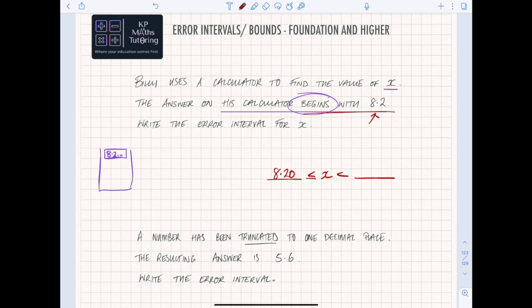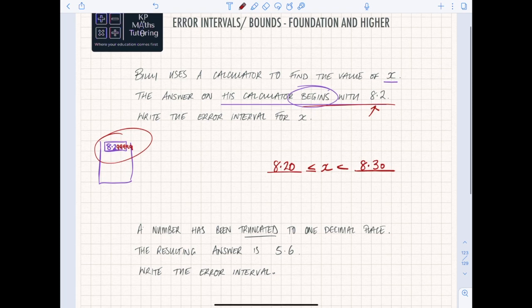Okay, then that calculator still begins with 8.2. Now 8.2, it can go up to 8.299999. So therefore, again, we say our upper bound now becomes 8.3, 8.30. Okay, now obviously it couldn't be 8.35, it couldn't be anything that begins with a 3 or anything that begins with a 1, because as we look at this diagram here, it begins with 8.2. So just a very subtle change in the wording, but that's how you'd answer a question like that.